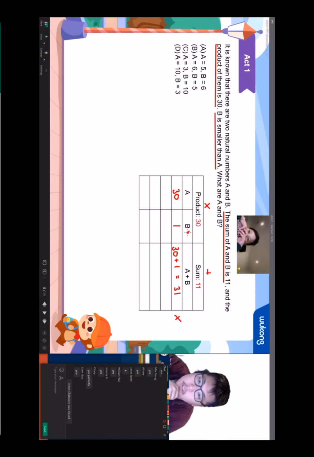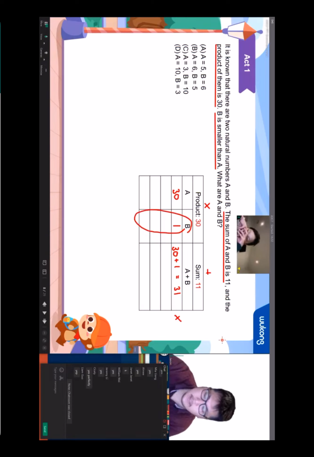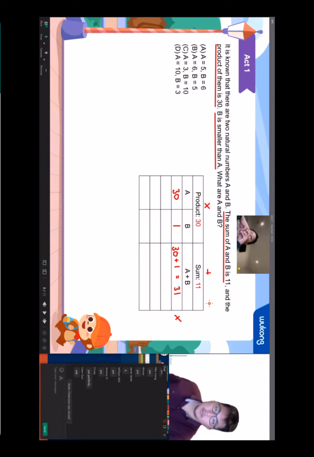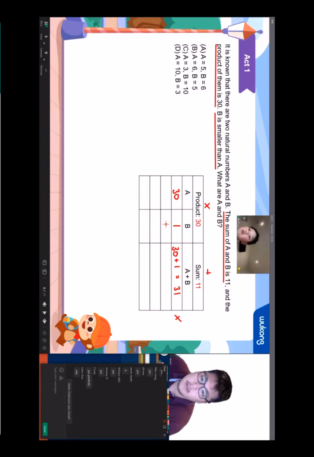So look at B. We started with 1. That means what's the next smallest number? 2. Yes. Now if we write 2, what's the number for A? 30? Oh no, I mean 15. Sorry, 15. Yes, 15. Good. So that's 15 plus 2 equals 17. So it doesn't work as well.